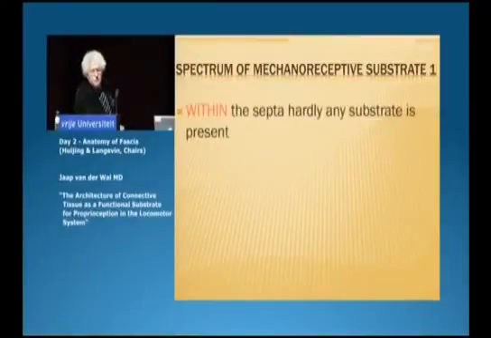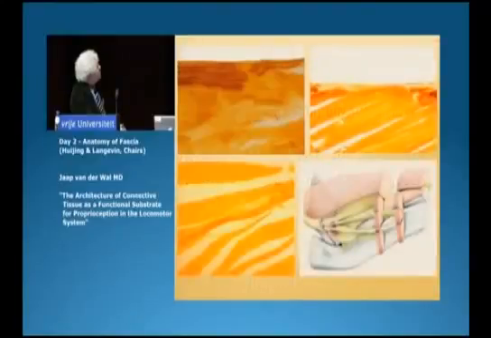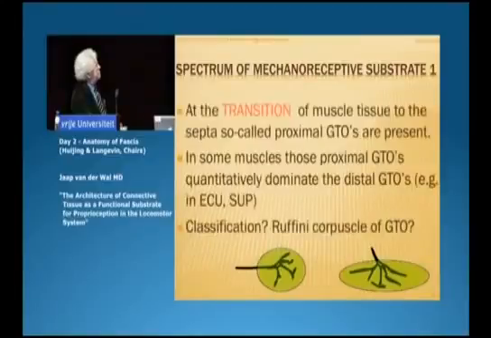Where is the mechanoreceptor substrate? At the transitions of the muscular tissue to those septa. There you have, oh my God, Golgi tendon organs. But Golgi tendon organs are muscle receptors, aren't they? Yes, but yet there are Golgi tendon organs inserting to all those proximal, so-called ligamentous layers. But Golgi tendon organs should not be there because Golgi tendon organs are usually receptors linked with muscles and tendons.